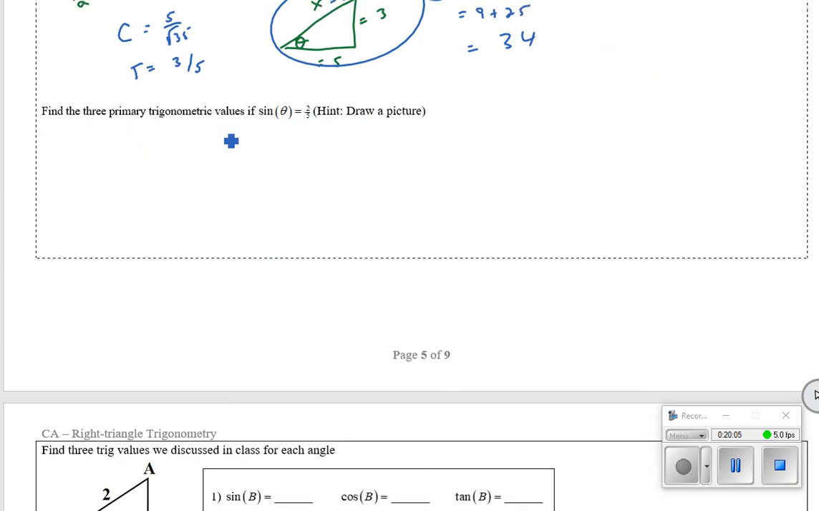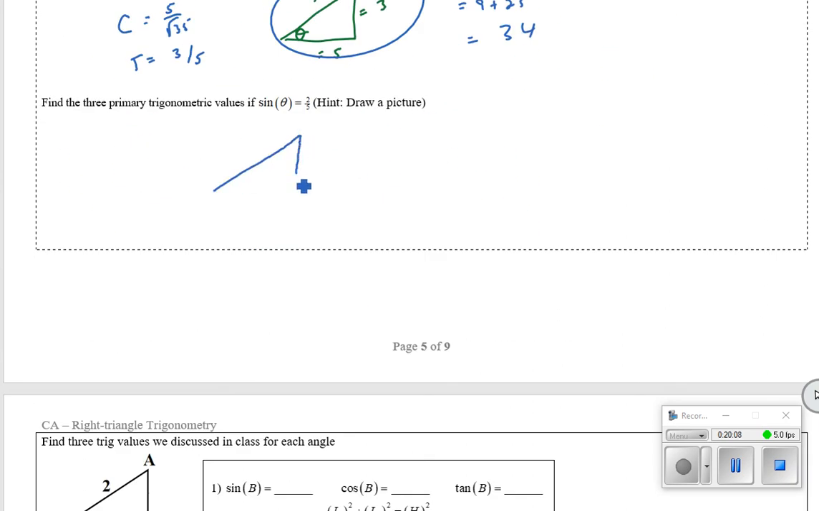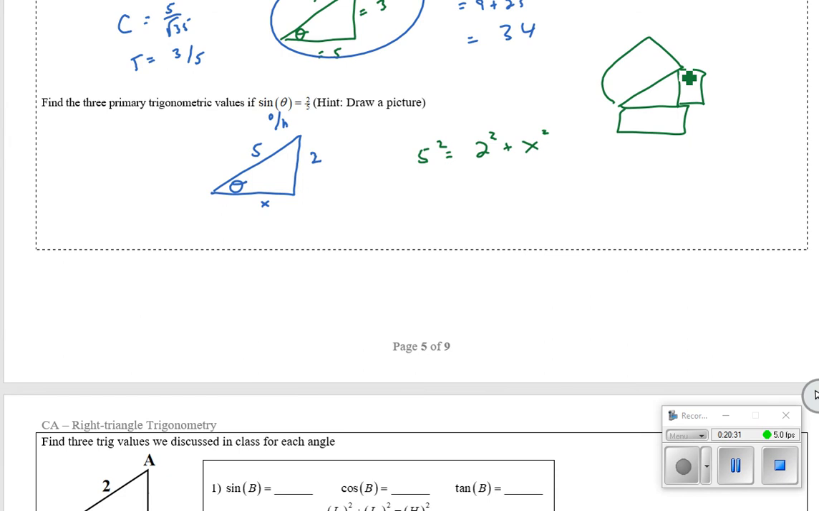Let's do one more. The sine is 2/5. And we know that the sine is the opposite over the hypotenuse. And Pythagoras tells me that the hypotenuse squared equals the other two squares added together. And since 21 doesn't have a nice square root, we're going to say it's the square root of 21.